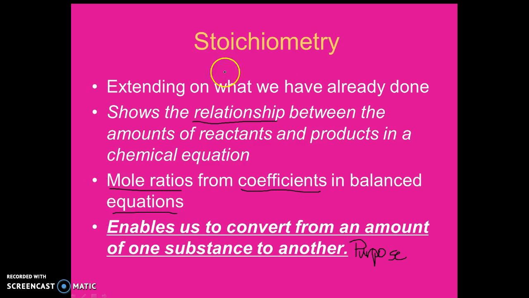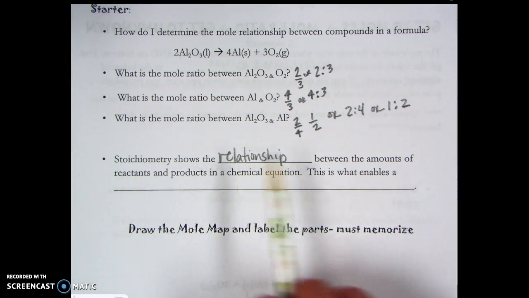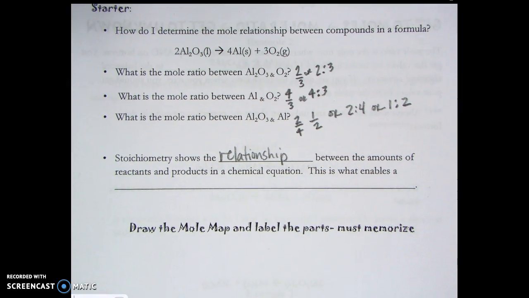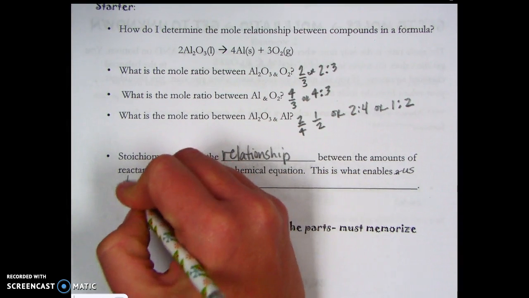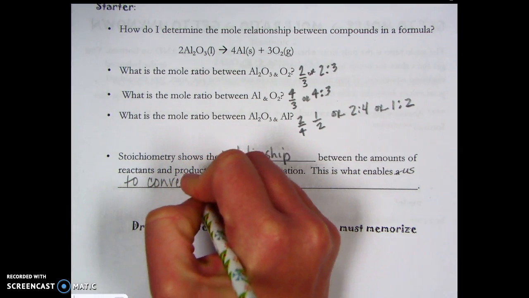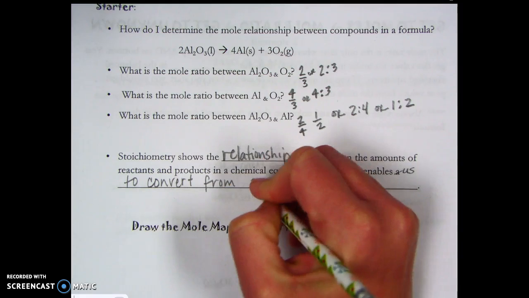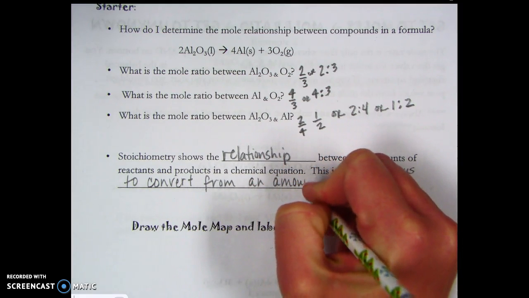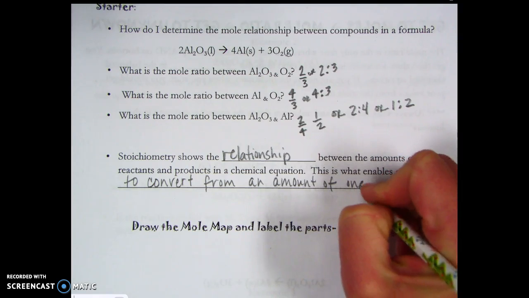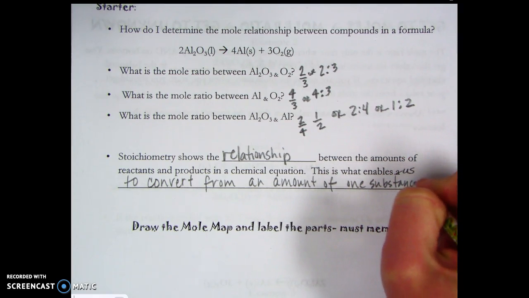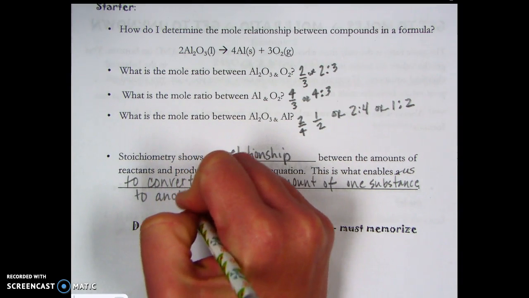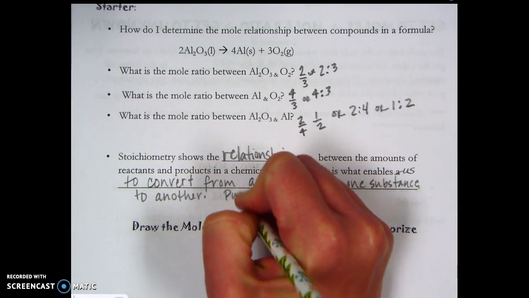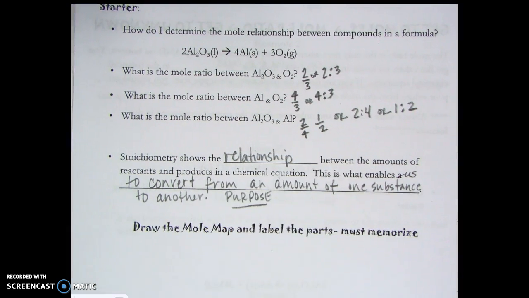So let me switch screens. Stoichiometry shows the relationship between the amounts of reactants and products in a chemical equation. This is what enables us to convert from an amount of one substance to another. And we said this is the purpose behind stoichiometry.